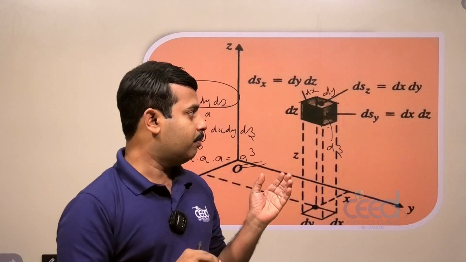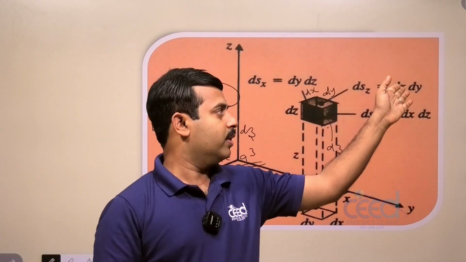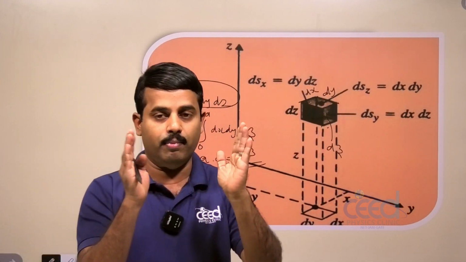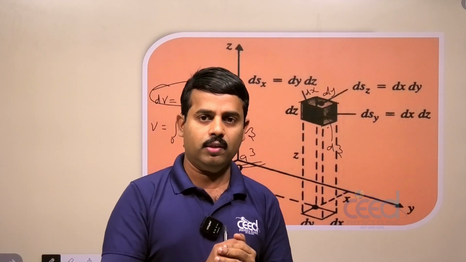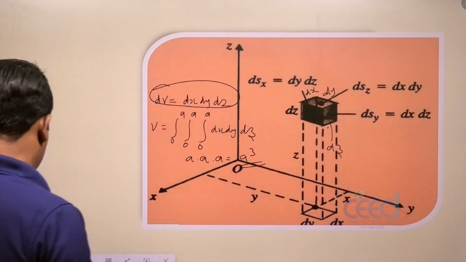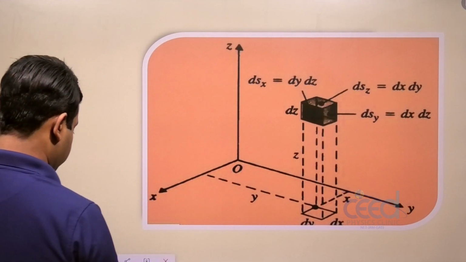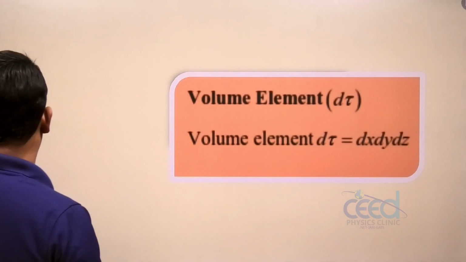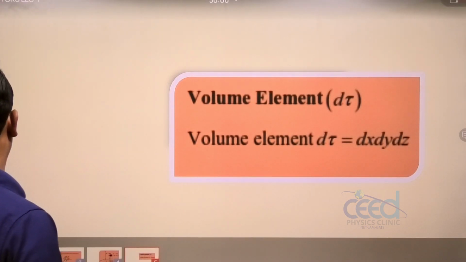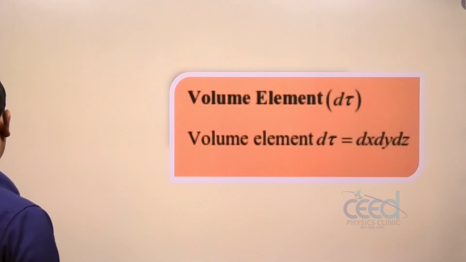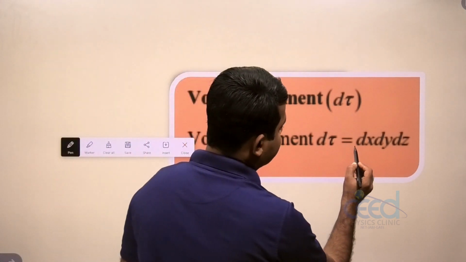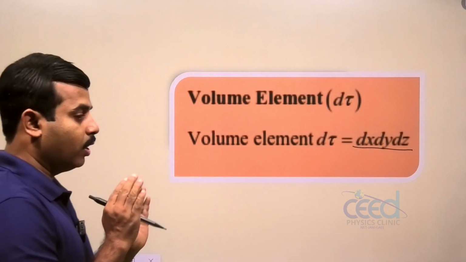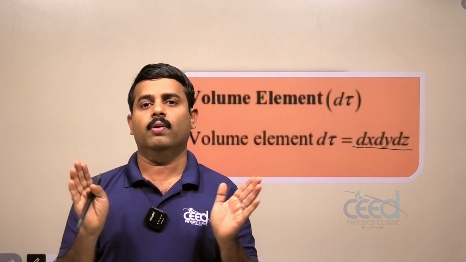Area elements based on the different faces, dx dy, dx dz, dy dz, we will get different area elements also. And the volume element is dx dy dz. So this is all about the Cartesian coordinate system.